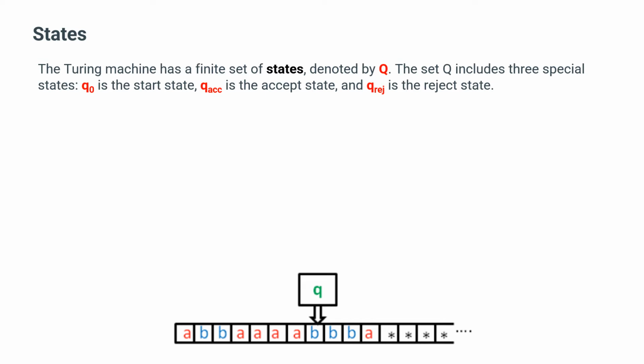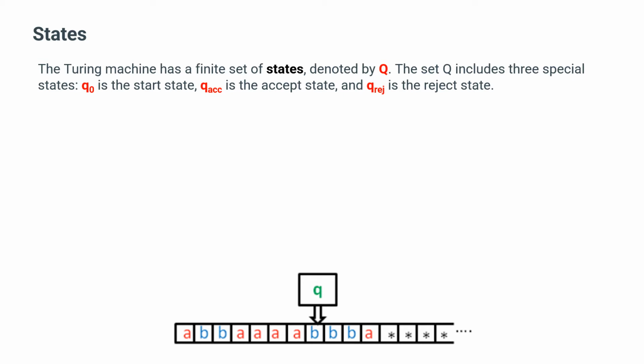A Turing machine has different states, just like a finite state machine has. So, it's going to be a finite set of states. And again, just like with finite state machines, we're going to denote that set of states with a capital Q. Now the set Q for a Turing machine is going to include several different states, but at least these three special ones: q0, which is the start state, and then q_acc, which is called the accept state, and q_rej, which is called the reject state.